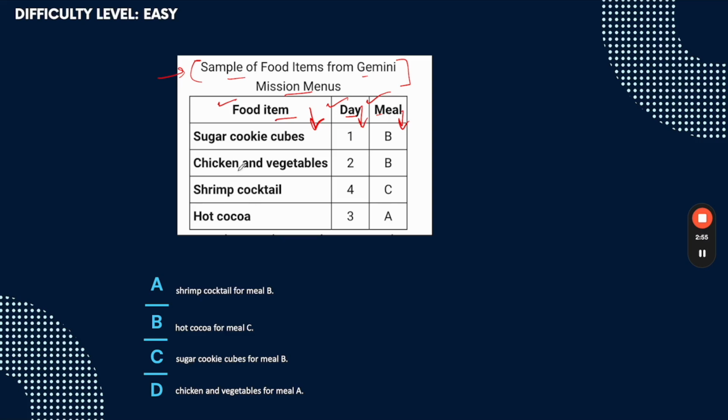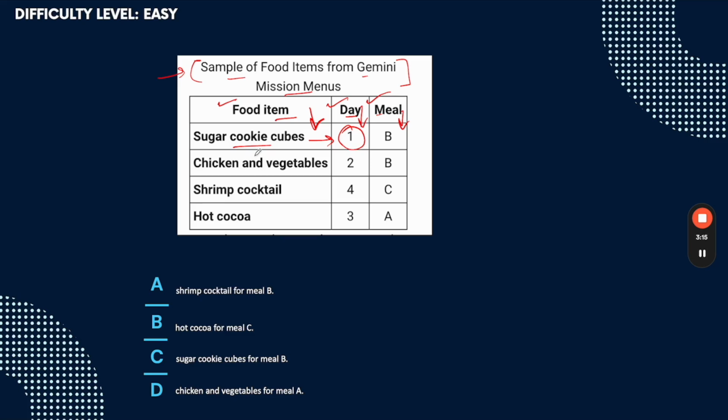Now, remember, we are looking for an information that tells us what was given to them on day 1. And now if you look at the days column, there's only one particular food item that was given to them on day 1. That's sugar cookie cubes. So I already have my answer. They got sugar cookie cubes on day 1 as their meal B.